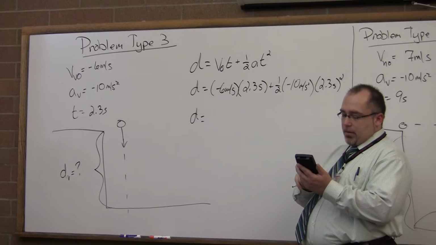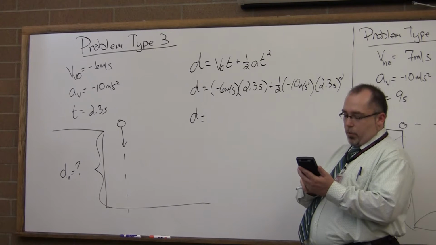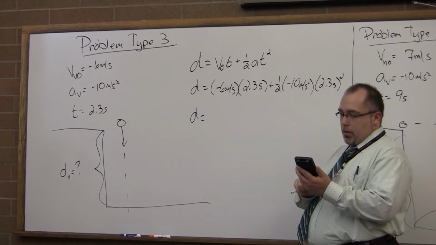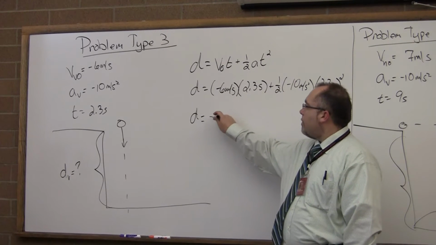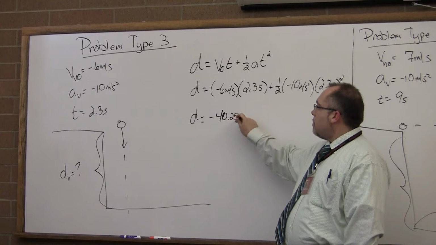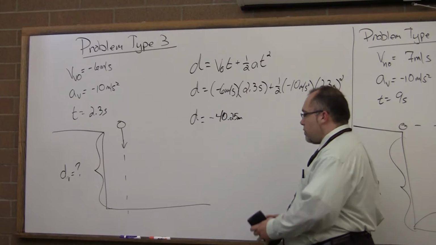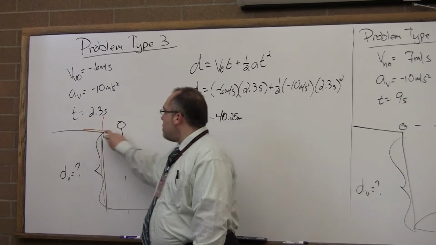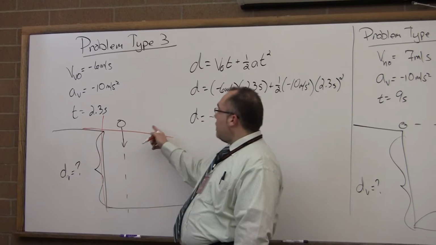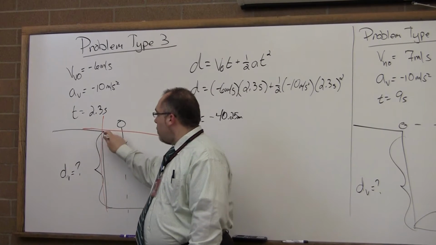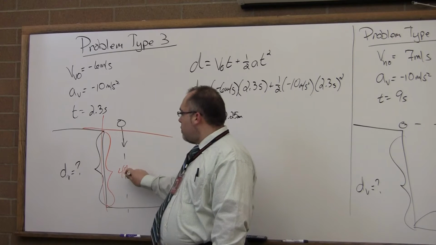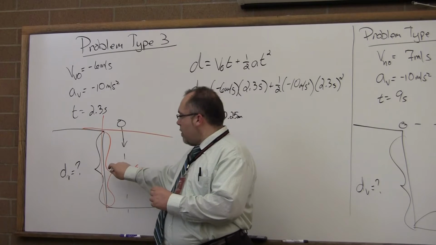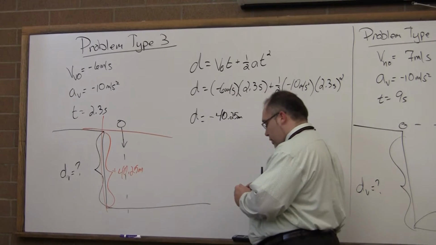So we have -6 times 2.3 plus 0.5 times -10 times 2.3 squared, which gives us -40.25 meters. And again, just relating to how we did the previous problems, draw your XY axis. That means that the object landed 40.25 meters below where it started. So that's problem type 3, where we're throwing it down.